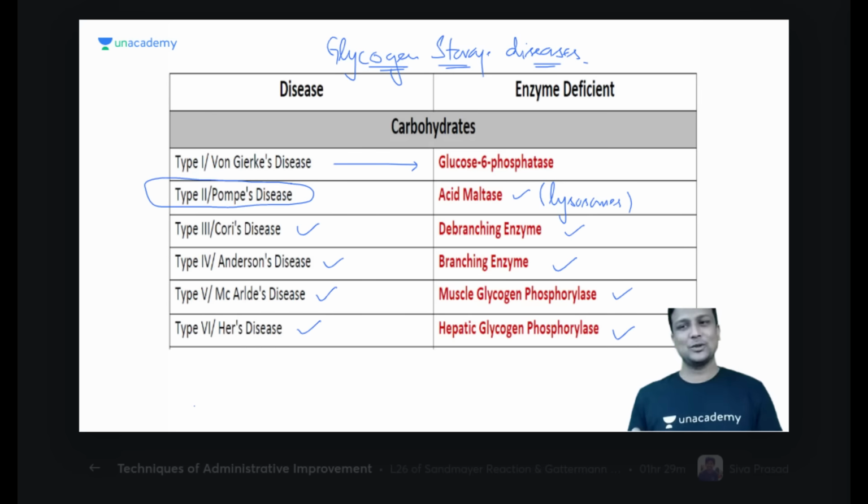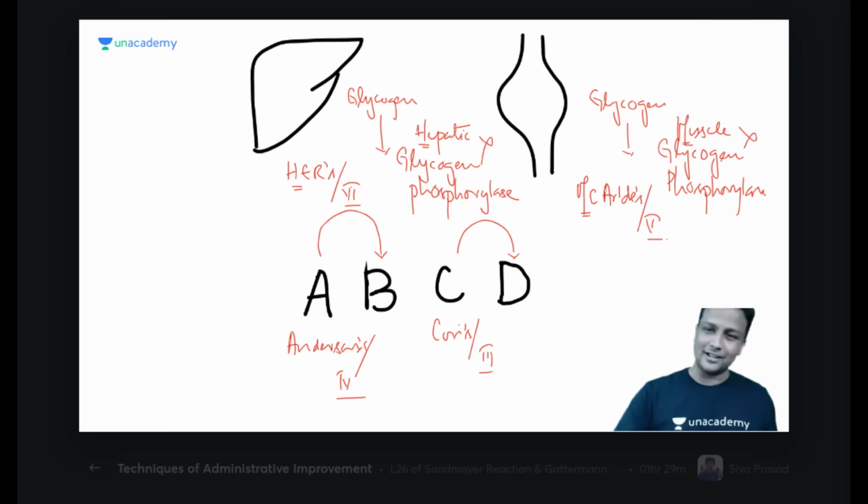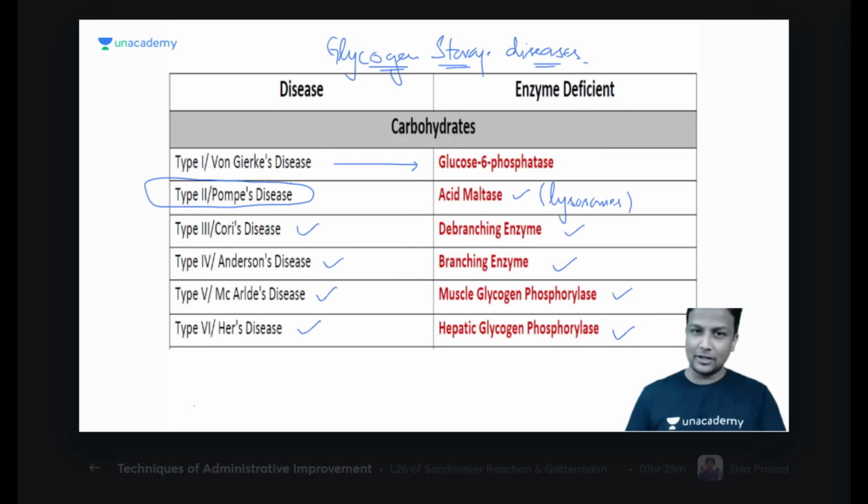So these are all the glycogen storage diseases and the enzyme deficiencies you are going to remember like this, guys. The best way to learn is in this manner. Remember all the names of the diseases and the enzyme deficiencies. And yes, there will be one more, Tarui's, but that is not required for your exam.